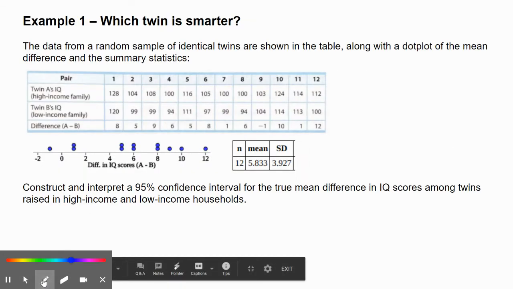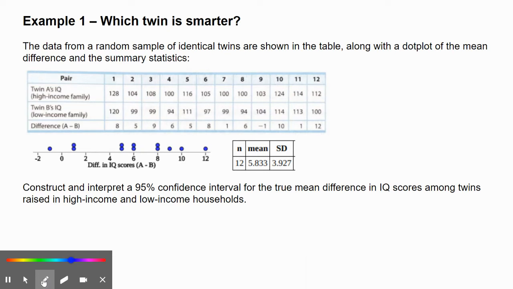Okay, so here's example one. Which twin is smarter? The data from a random sample of identical twins are shown in the table, along with a dot plot of the mean difference and the summary statistics. So there's your data. Twin A's IQ being raised in a high income family, twin B's IQ being raised in a low income family. So again, they found these 12 pairs of twins. They must either be adopted, whatever, but one went one way, one went the other way, and we're comparing high and low income. So down below, there's the difference, twin A minus twin B of their IQ. There's your dot plot, there's your summary statistics.